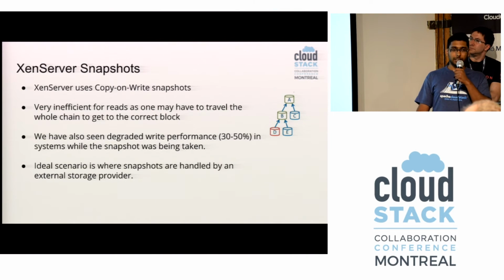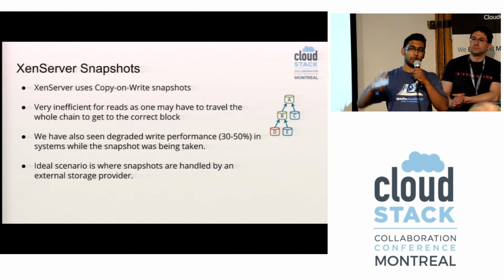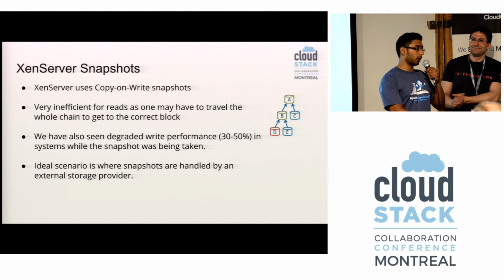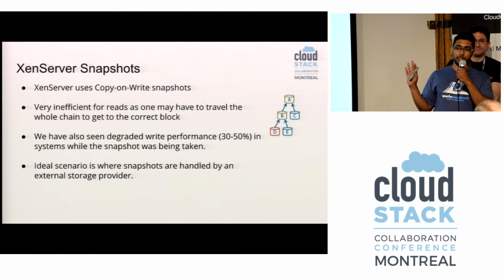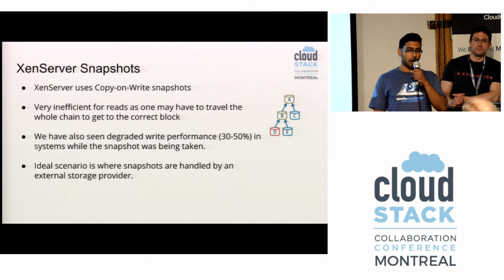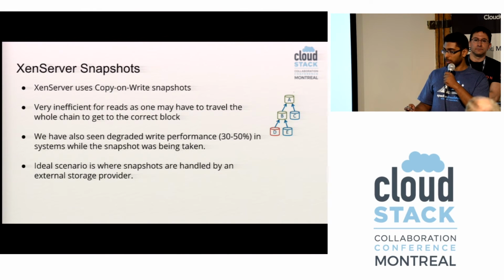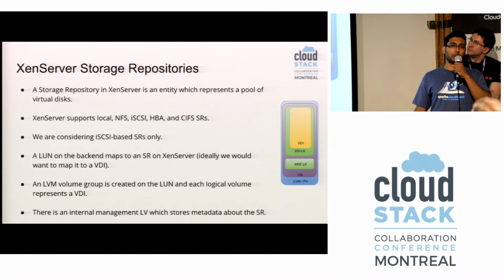So the ideal scenario would be that your snapshots are taken by the backend, in this case SolidFire, in which case we didn't observe any kind of degradation. But why can't we use it currently? For that, you have to understand how XenServer's storage works.